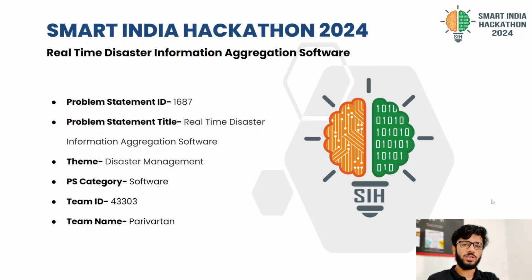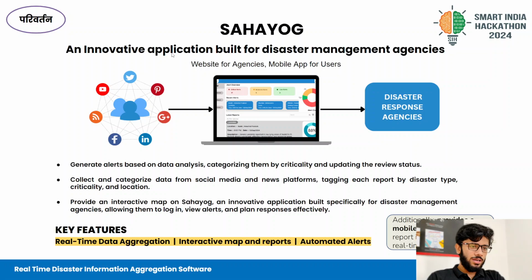Today I'm going to showcase one of my projects. This is a project which I have made with a group, just for a Smart India Hackathon. The problem statement which we have chosen is a real-time disaster information aggregation software. This needs to be specifically made for NDRF, and the team which we have, we have named it Parivartan. It includes 6 members, including me. So this is the problem statement, although you can go to the Smart India Hackathon site and check out the problem statement and all the details about it. Now let's get into our project.